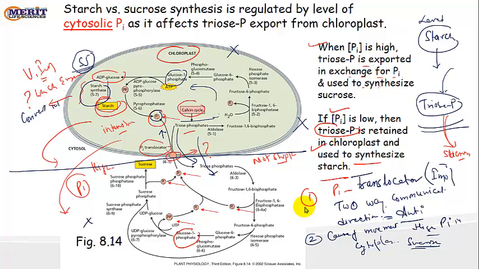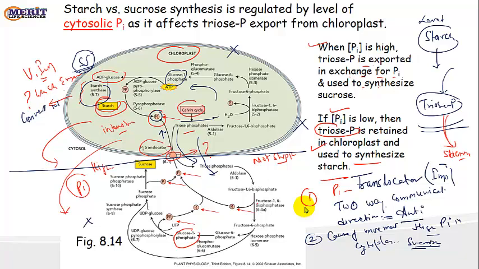For the synthesis, it's a mandatory condition that triose phosphate should be retained. So if Pi is low, then triose phosphate is retained in the chloroplast and used to synthesize starch. When Pi is high, triose phosphate is exported in exchange for Pi and used to synthesize sucrose, right? So this is the key condition. How is the plant going to maintain this?